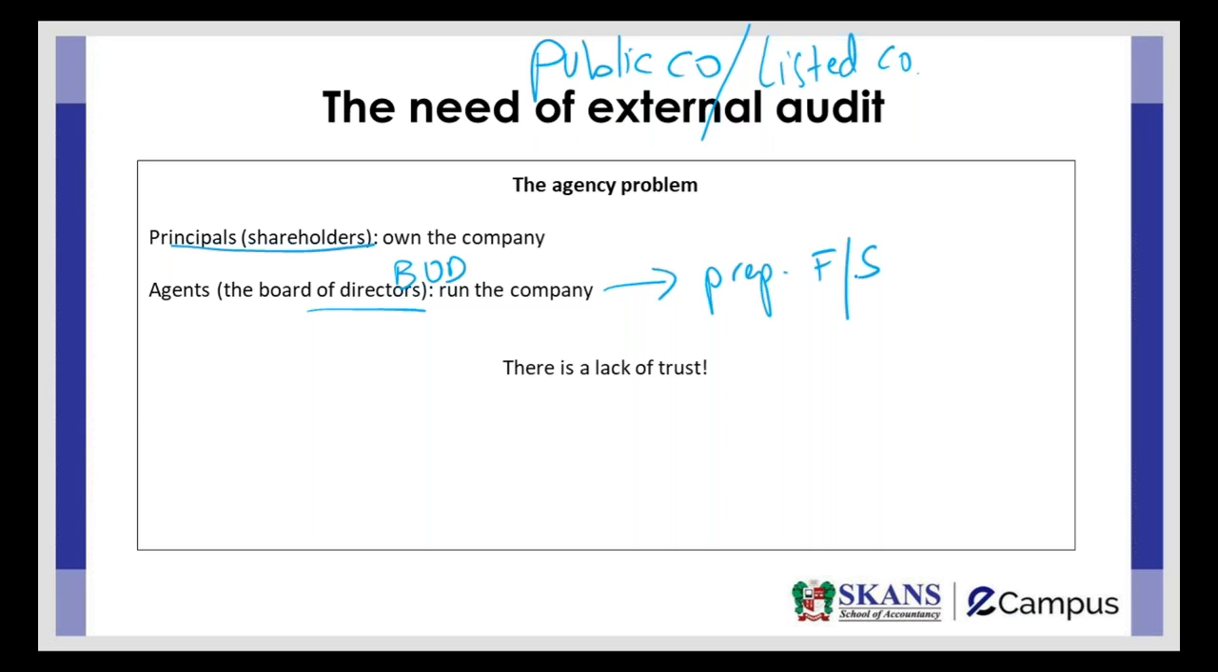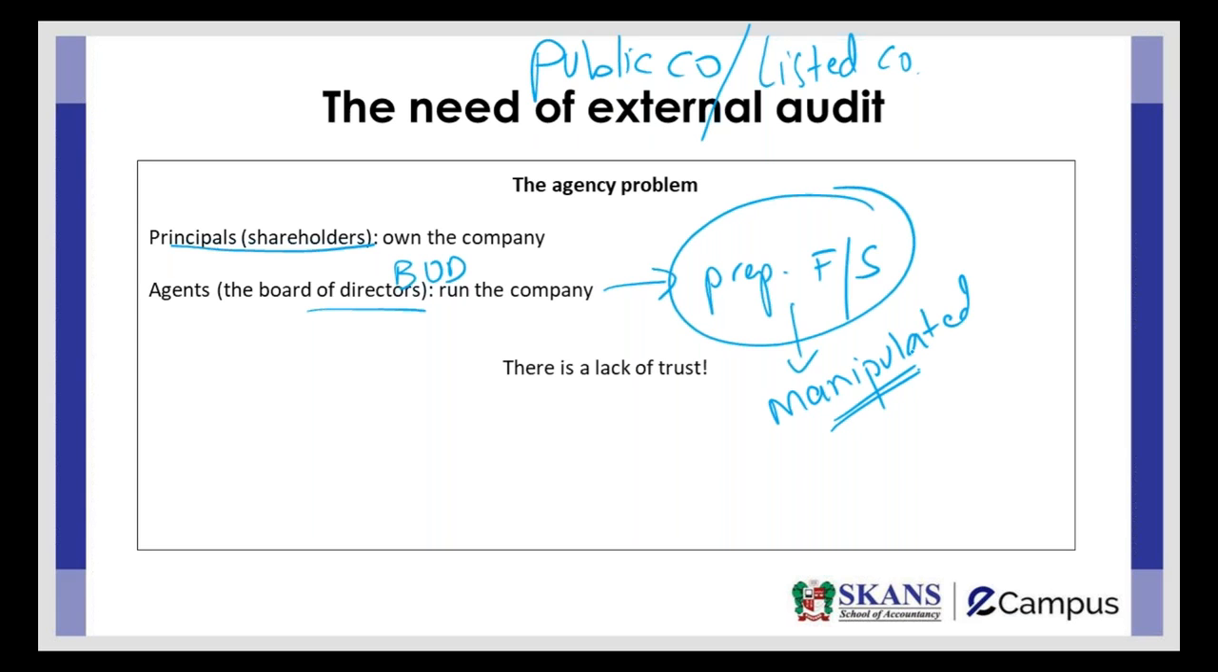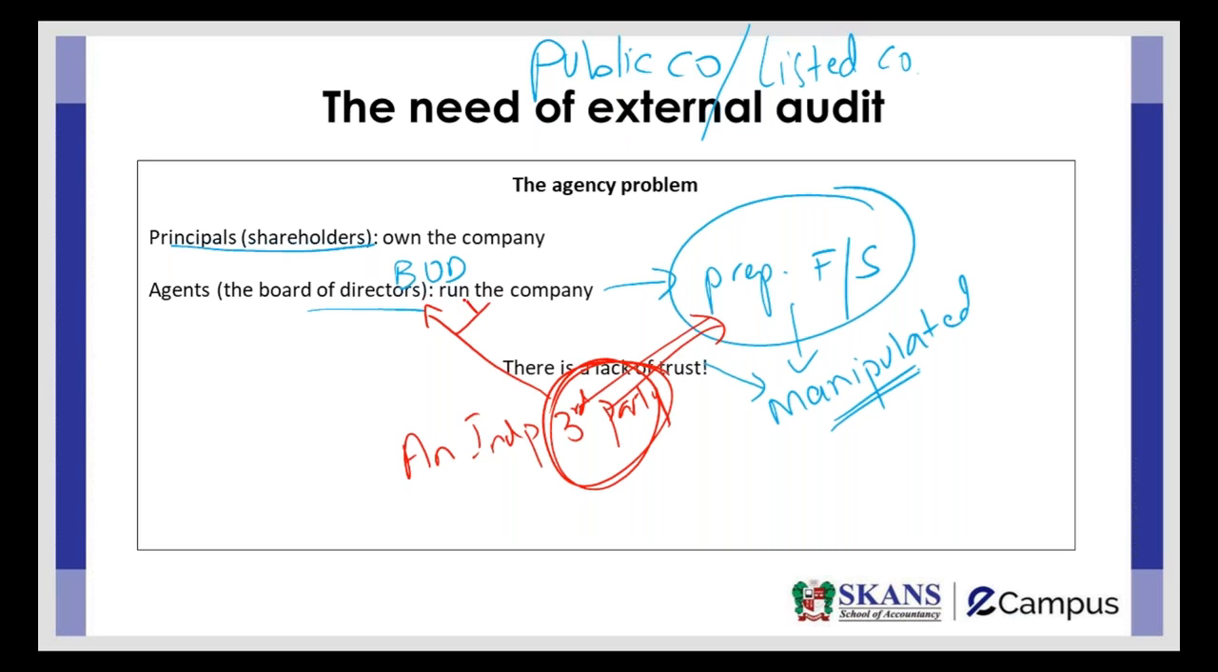Now, as a shareholder, I do not trust the directors. I have concerns that these financial statements might be manipulated. The directors might be trying to hide what has actually happened in 2017. So there's a lack of trust. I'm concerned that the financial statements do not give a true and fair view. So I want an independent third party. When I say third party, that means it cannot be a director, it cannot be a shareholder. First is shareholder, second is board of directors, third is the auditor. Someone other than the directors has to give an independent opinion on whether the financial statements are okay according to the reporting framework.